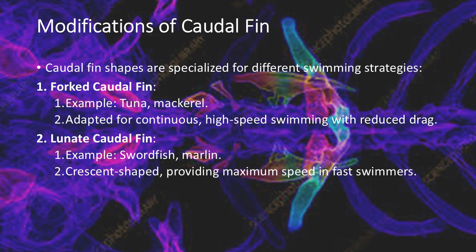Modifications of caudal fin. Caudal fin shapes are specialized for different swimming strategies. 1. Forked caudal fin. Example: tuna, mackerel, adapted for continuous, high-speed swimming with reduced drag. 2. Lunate caudal fin. Example: swordfish, marlin, crescent-shaped, providing maximum speed in fast swimmers.